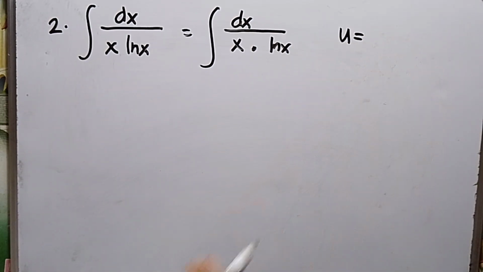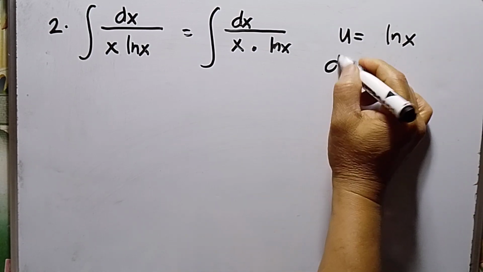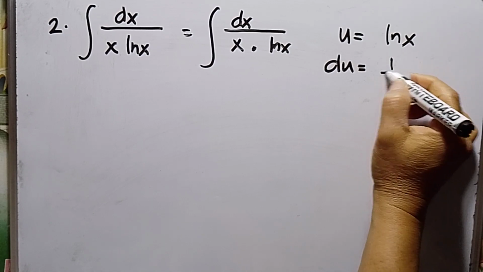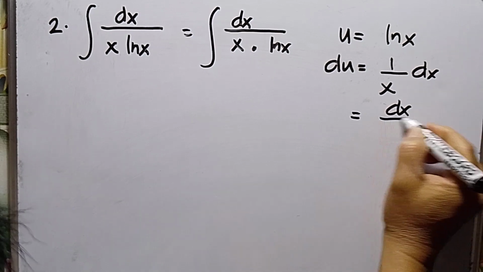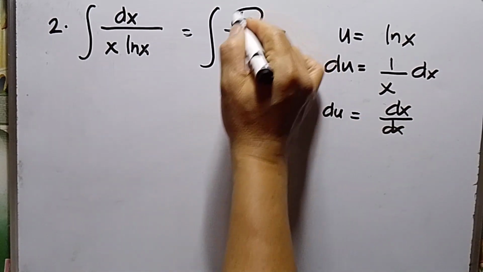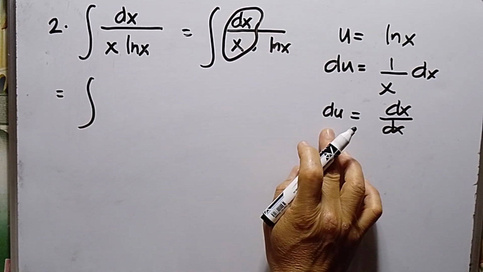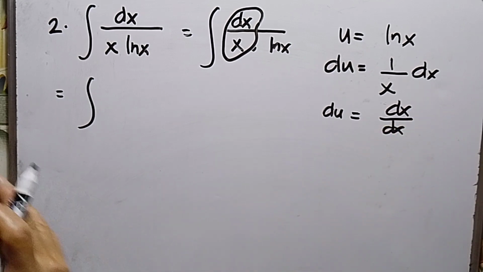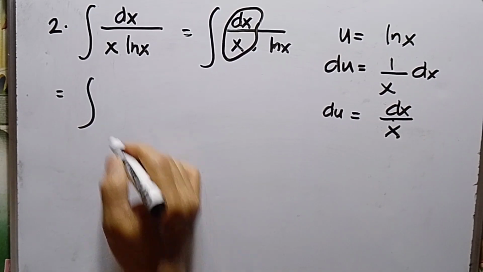So my assumption, let u be ln x. And we know that the derivative du of ln x will be 1 over x dx, or this will be equal to dx over x. So this will be my du. So take note, this one is du. Sorry, I'm wrong, this is dx over x. So this will be du.